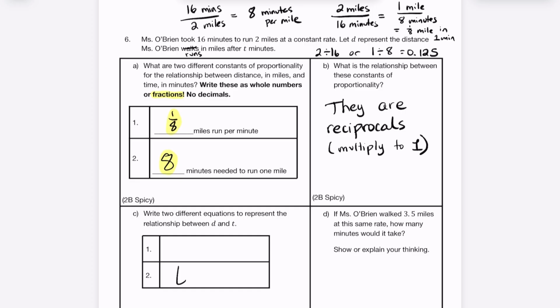Okay, so if I want to figure out how much time, t, it took for Miss O'Brien to run a certain amount of distance, I'm going to take the distance and I'm going to multiply by how many minutes it takes her to run 1 mile. Okay, so for example, in this case, it takes 16 minutes to run 2 miles. So if I think of my distance as 2, what do I need to multiply 2 by to get a time of 16? Well, that's going to be 8. Okay, my constant of proportionality.